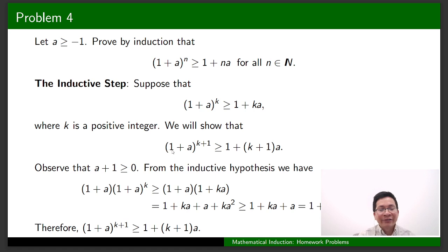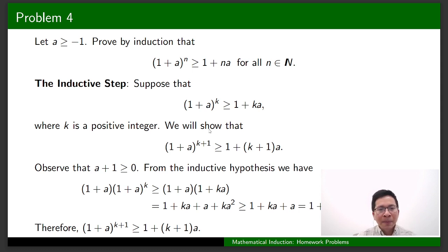That means we have to show that 1 plus a to the power of k plus 1 is greater than or equal to 1 plus what? k plus 1 times a. We replace n by what? By k plus 1. Okay. It is very important to figure out what we have and what we have to prove. So this is what we have, and this is what we have to prove. And it is also important to link what we have to what we have to prove, so that we will have a strategy to use the available hypothesis and prove that this is true.